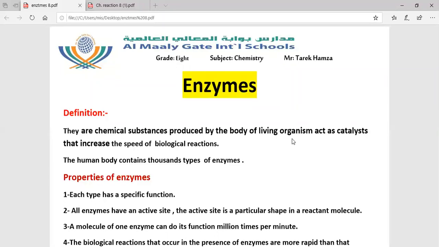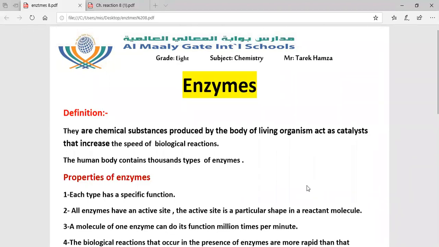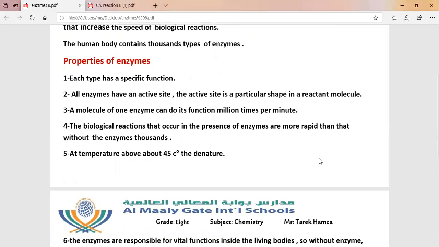We are going to explain the properties of enzyme. What are the properties of enzyme? Each type has a specific function. All enzymes have an active site. The active site has a particular shape and reactant molecule.